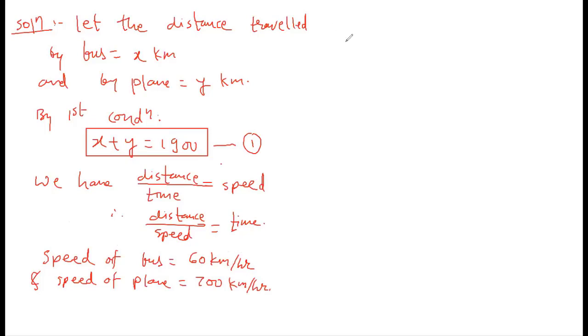So by second condition, our second condition is x upon 60 plus y upon 700 equals 5. Sorry, there is only 60 here. x upon 60 is the time taken by bus and y upon 700 is the time taken by plane, and when we add both the times it is 5, as given.